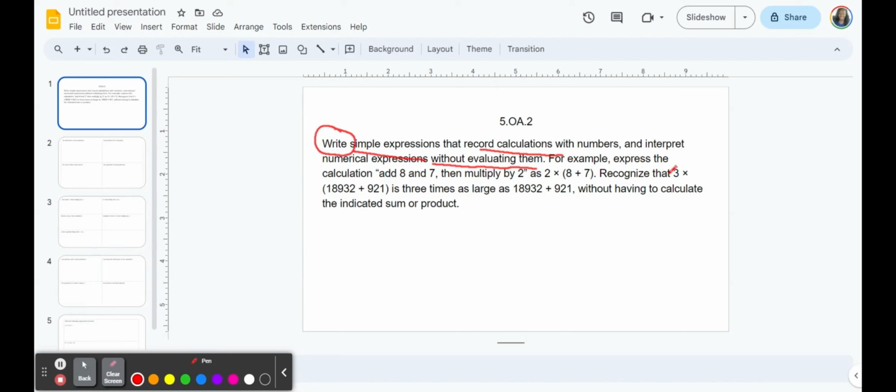And then they also have recognize that 3 times 18,932 plus 921 is 3 times as large as 18,932 plus 921, without having to calculate the indicated sum or product.